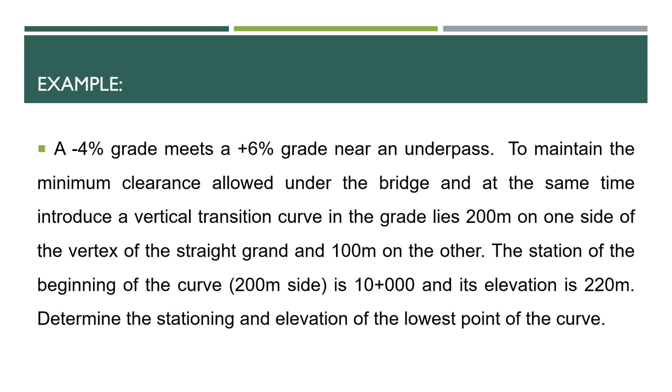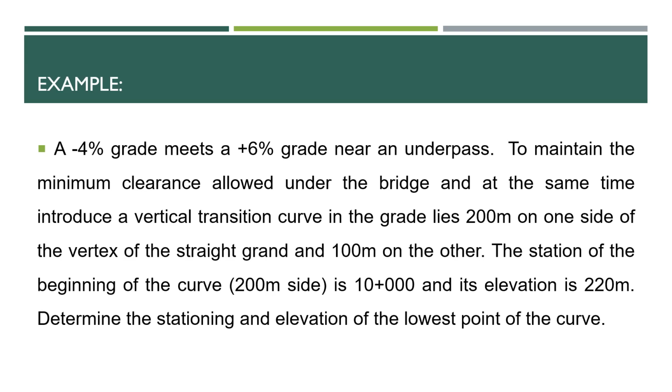Negative 4% grade meets a positive 6% grade near an underpass. To maintain the minimum clearance allowed under the bridge and at the same time introduce a vertical transition curve, the grade lies 200 meters on one side of the vertex of the straight road and 100 meters on the other. The station of the beginning of the curve, 200 meters side, is 10 plus 000, and its elevation is 220 meters. Determine the stationing and elevation of the lowest point of the curve.